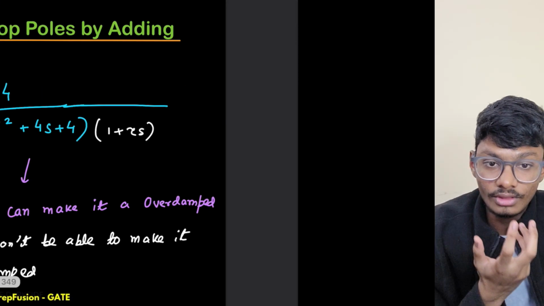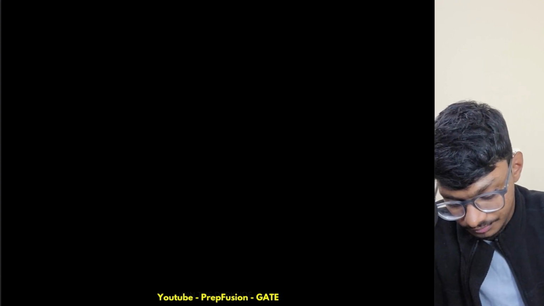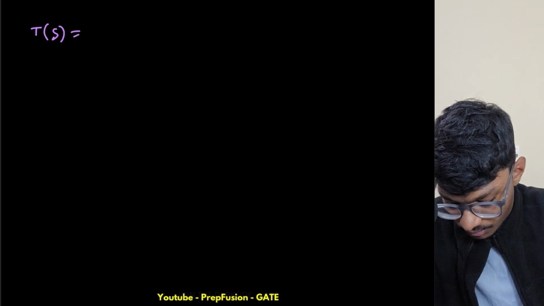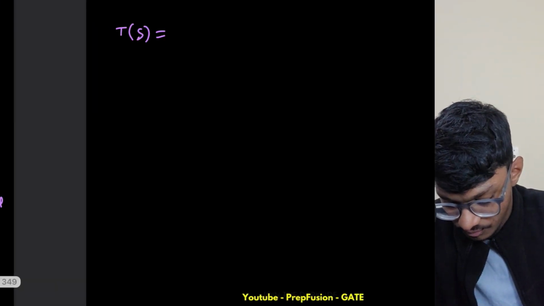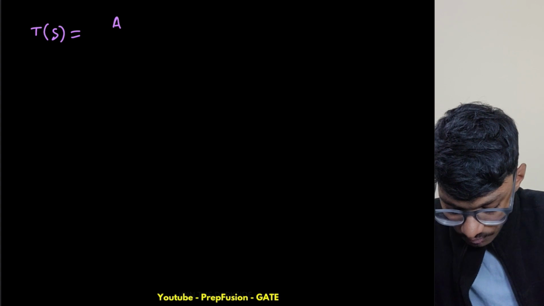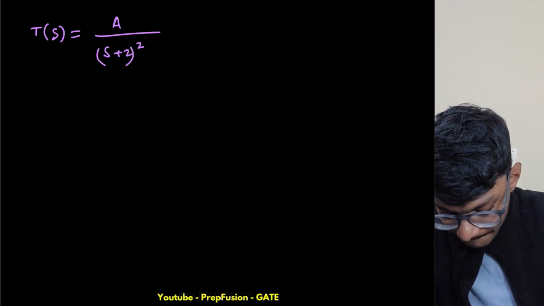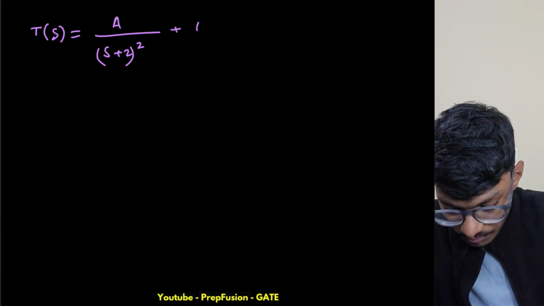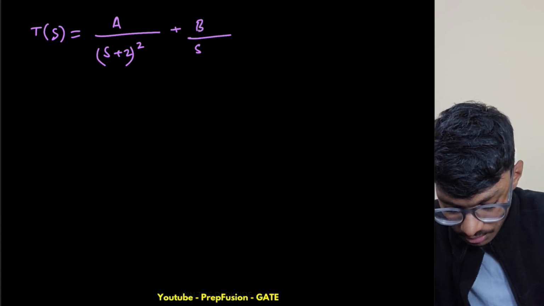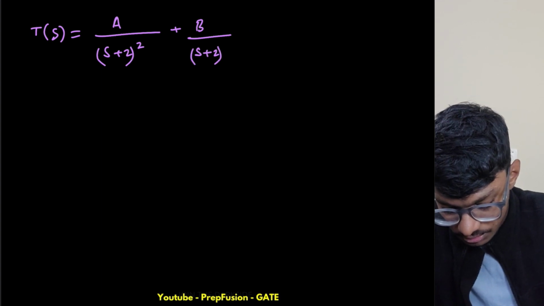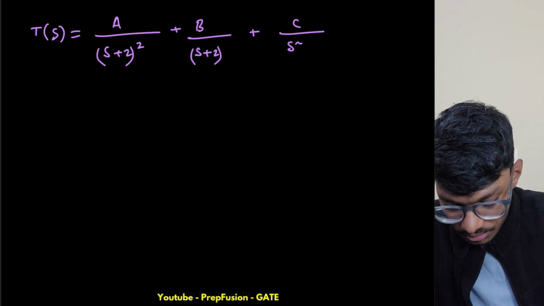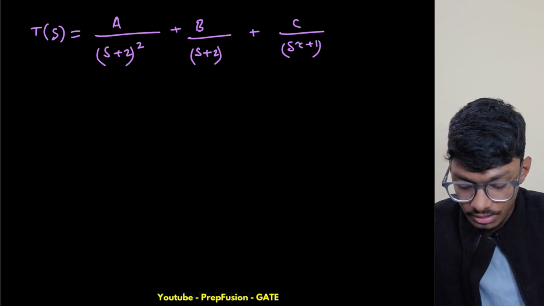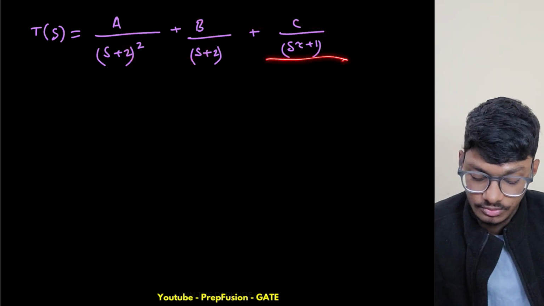Now what we can do, we can simply use the partial fraction method. What we'll get is one term A into (s plus 2) whole square, plus B by (s plus 2), plus C by (s plus 1). Okay, so we'll get three terms, and like this will give one exponential.